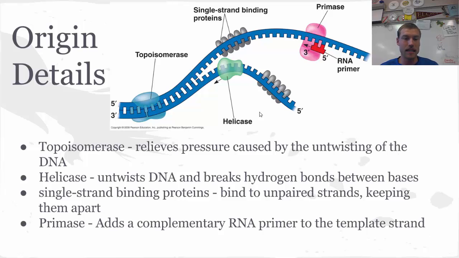We have helicase, which untwists the DNA and breaks hydrogen bonds between the bases, so it unzips it. Then we've got some single-strand binding proteins. They're going to bind to the unpaired strands, keeping them apart and also making sure that they don't become unstable. Finally, we've got primase, which adds a complementary RNA primer to the template strand. We can see that being added here, and that allows DNA polymerase to then bind on. So it's a very important part of it.